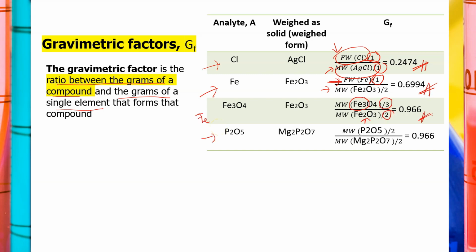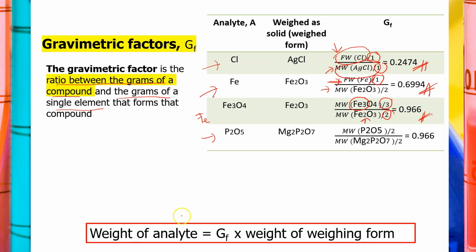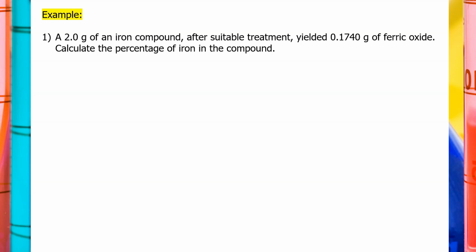Then, what is the function of GF? The function of GF is to get the weight of analyte by using this formula: weight of analyte is equal to GF times weight of weighing form, which is the product. We look into the first example, where I use the same example from the previous slide. 2 grams of iron compound after suitable treatment yield 0.1740 gram of ferric oxide. Calculate the percentage of iron in the compound.